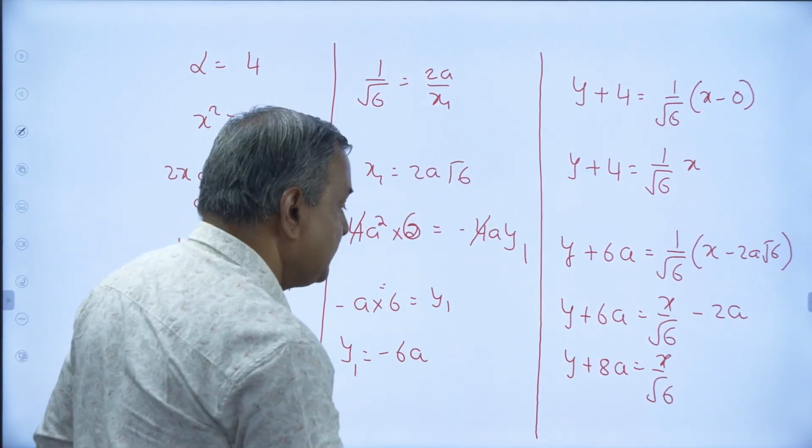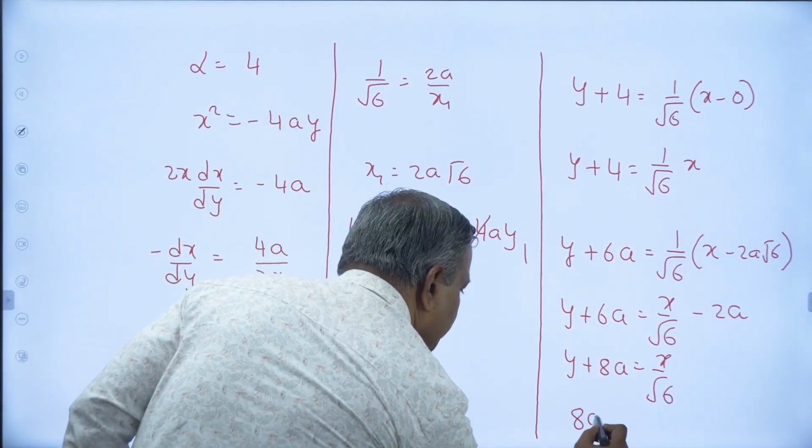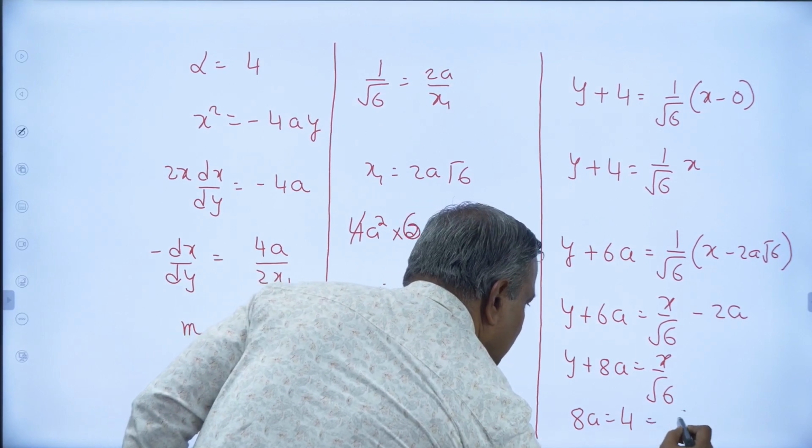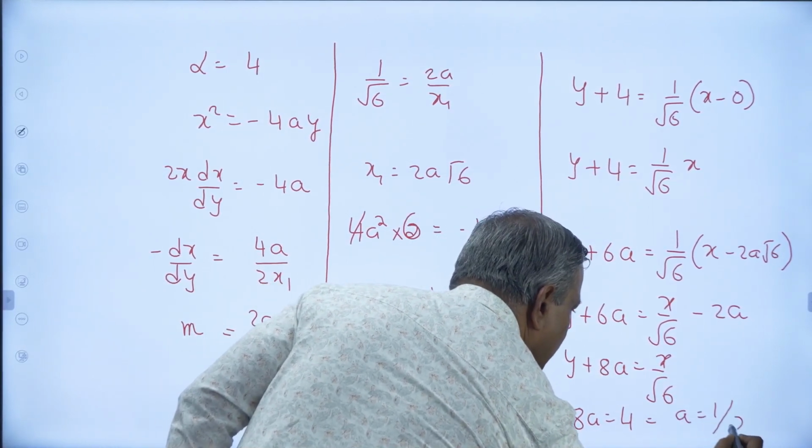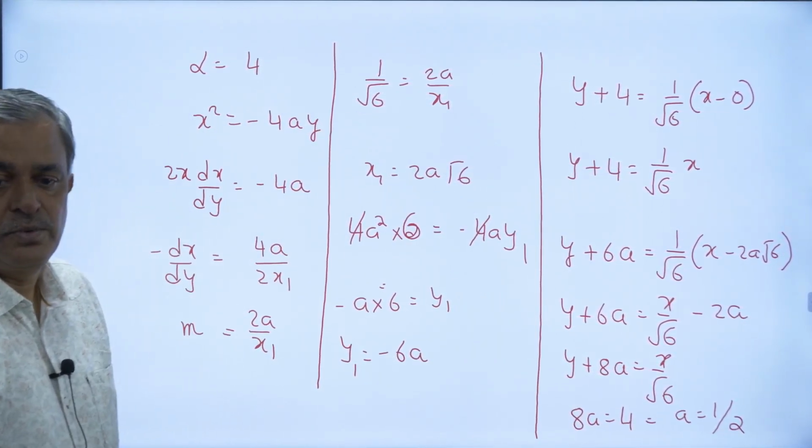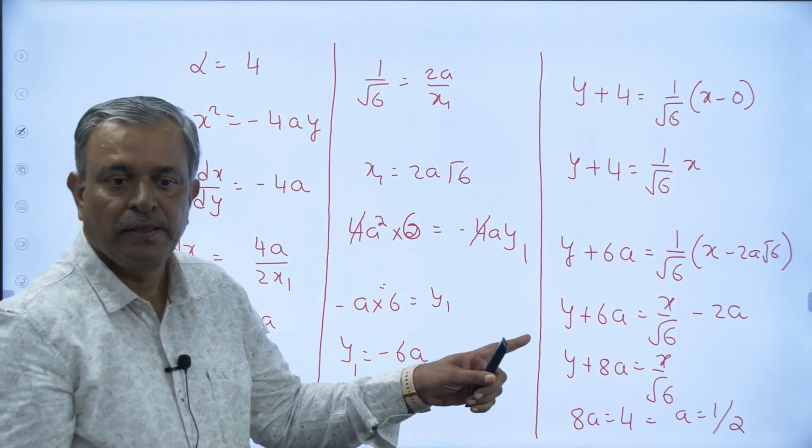Compare it. What we get? 8a is equal to 4, a equal to 1 by 2. We got all the informations.